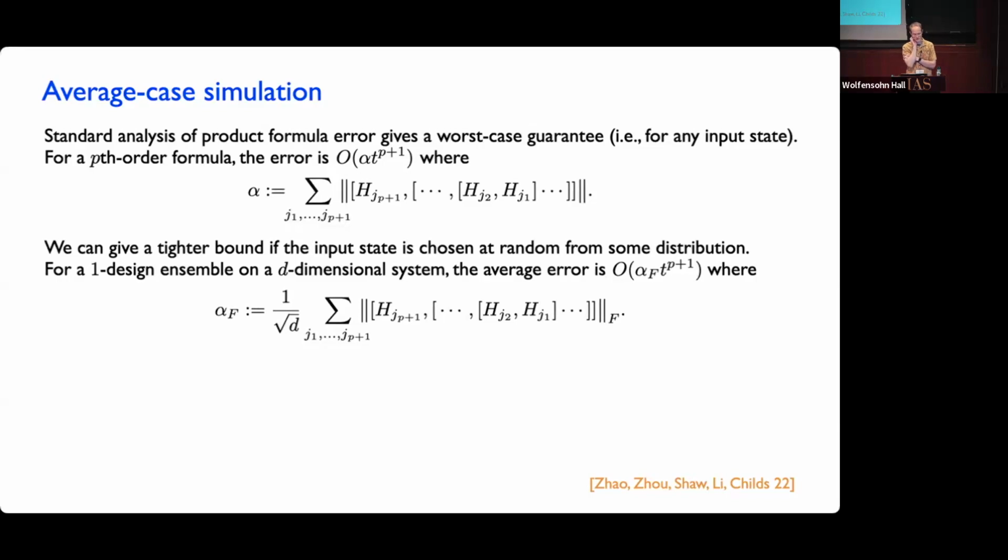A Haar uniform state. There are many simple distributions that have this one design property. For example, the state could be a uniformly random basis state, let's say in the computational basis. So it's much weaker than demanding that the state is actually Haar random. It's a weaker thing. There are lots of simpler distributions that would have this one design property.